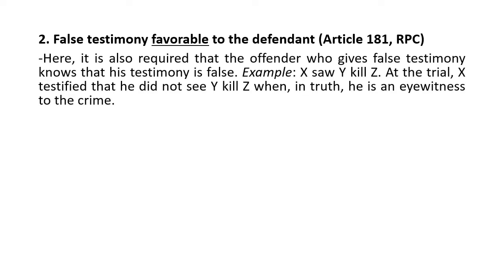The second kind of false testimony in a criminal case is the crime of false testimony favorable to the defendant under Article 181 of the Revised Penal Code. Here, it is also required that the offender who gives false testimony knows that his testimony is false. For example, X saw Y kill Z. At the trial, X testified that he did not see Y kill Z when in truth he is an eyewitness to the crime.